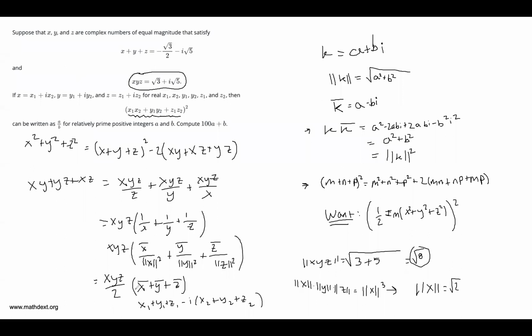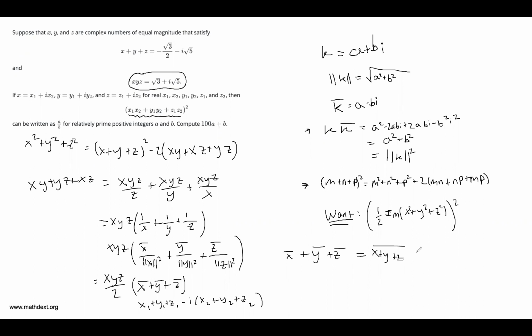Now we need this value. The complex conjugate of this plus the complex conjugate of that plus the complex conjugate of that is going to be equal to the complex conjugate of this whole thing over here, x plus y plus z. This conjugate is going to be negative root 3 over 2 plus i root 5. So I might as well clear up some more space. And we get x plus y plus z. The sum of these complex conjugates is the complex conjugate of this, which is negative root 3 over 2 plus i square root of 5. Right?